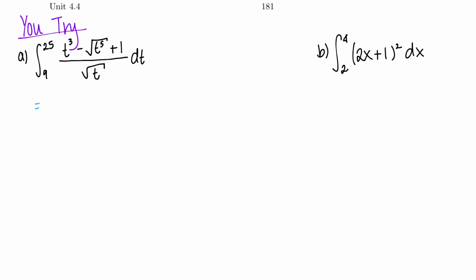So you need to simplify this first one. When you've simplified, this will be t to the 5 halves minus t squared plus t to the negative 1/2 dt. So just so we are aware, this is t to the 5 halves. This is t to the 1/2. So 3 minus 1/2 is 5 halves. 5 halves minus 1/2 is 4 halves, which is just 2. And then 1 over the square root of t is going to be t to the negative 1/2.